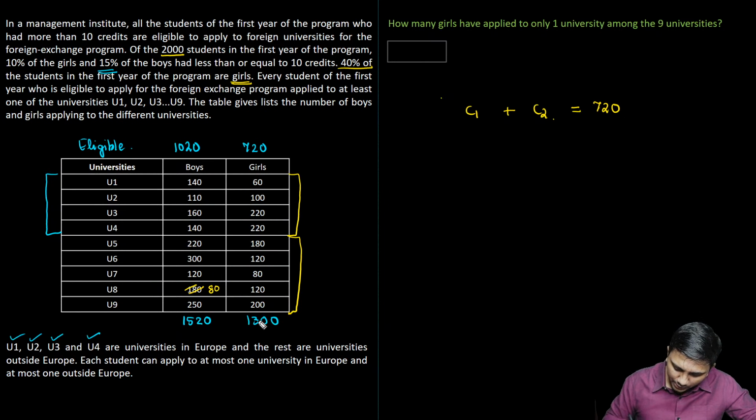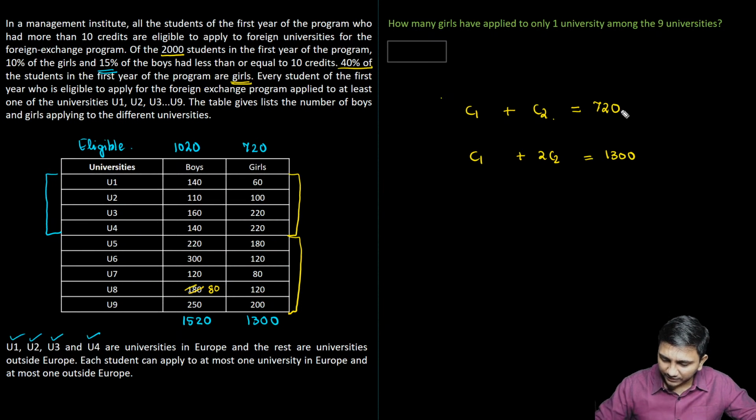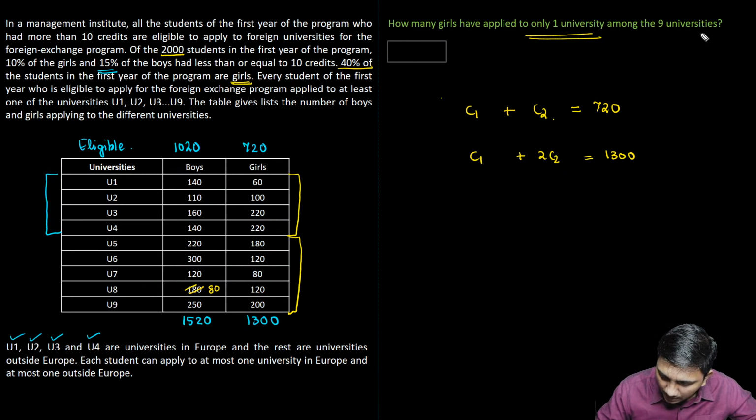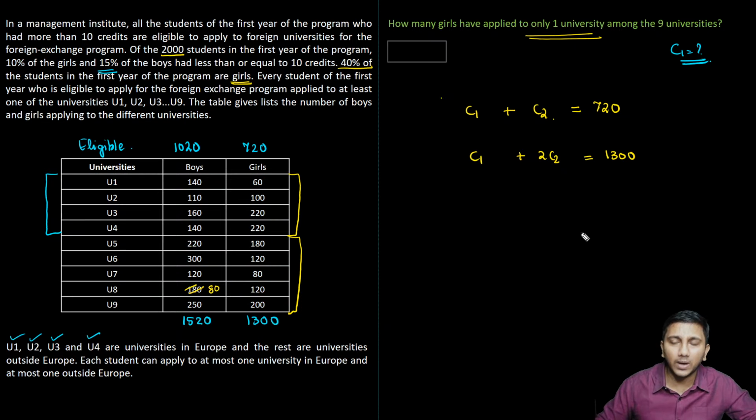And why is this coming to 1300? Because some of them are getting double counted. They have applied to 2 universities, so they are getting double counted. So I can say C1 plus 2C2 is equal to 1300. What is the question asking for? How many girls have applied to only one university among the 9 universities? So the question is asking for the value of C1.